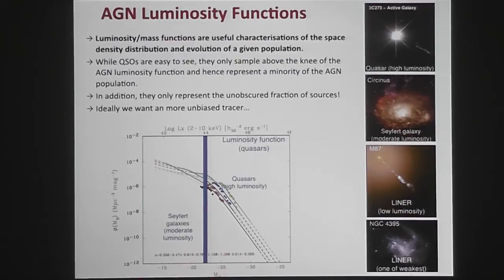If we convert this optical absolute magnitude to an X-ray luminosity, this is about 10^44. And so we saw that the X-ray surveys can probe down to 10^42 pretty easily before host contamination sets in.